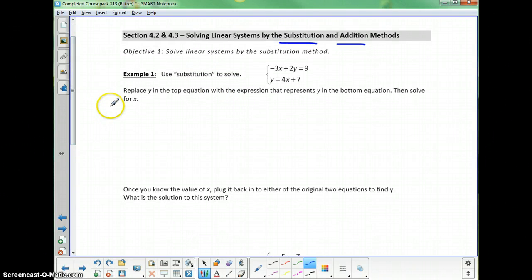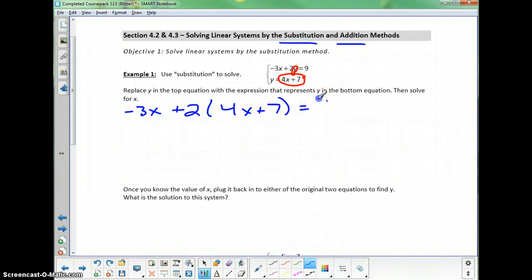Okay, so the idea behind the substitution method is that if I have two equations, and at least one of them is solved for one of the variables, for example, in this equation, y is equal to 4x plus 7, I can substitute the value of y in for the y in the other equation. So what this would look like is I'm going to rewrite the top equation as negative 3x plus 2y, but instead of writing the letter y, I'm going to write what y is equal to. It's equal to 4x plus 7. I'm substituting 4x plus 7 in for y in the first equation.